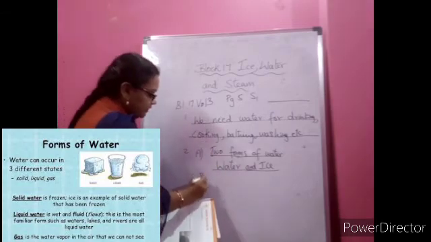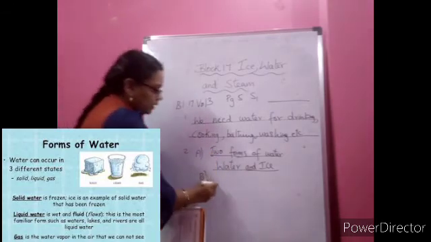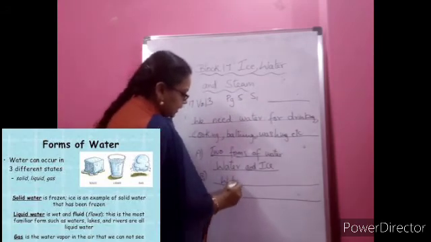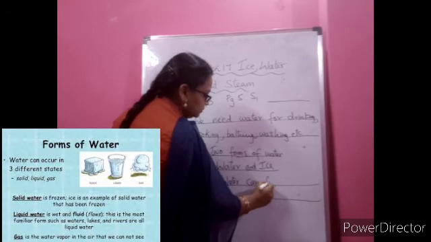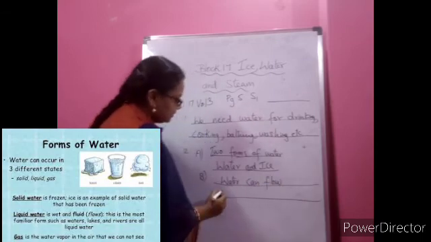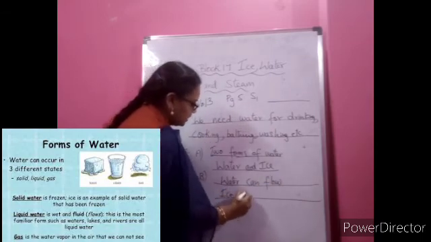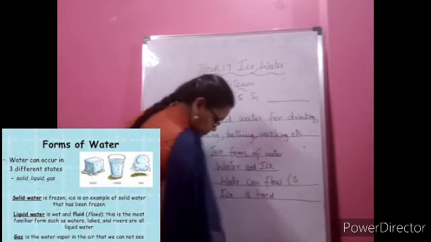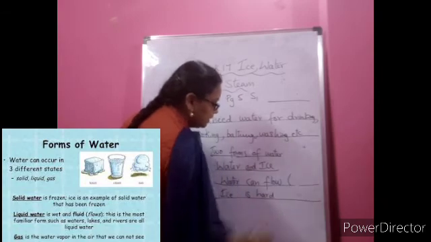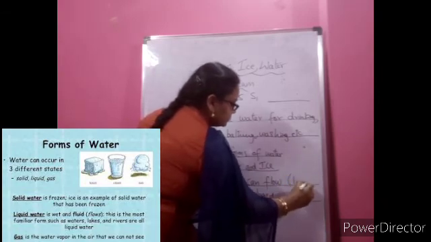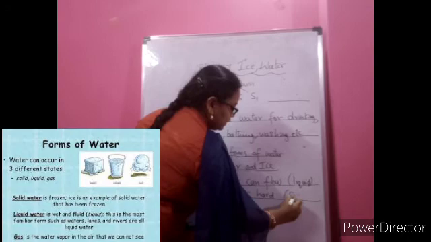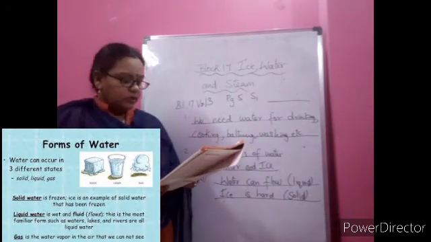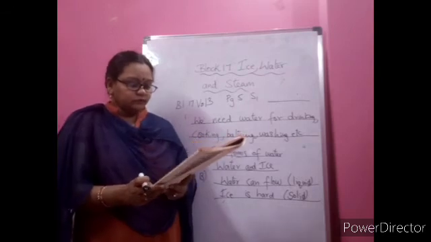Now, how are they different? Ice is hard. Water can flow. If you want, you can write it is solid. Water is liquid. This is solid. That also you can add up. And you have to learn all these spellings today. Now, third question. Name the forms of water.